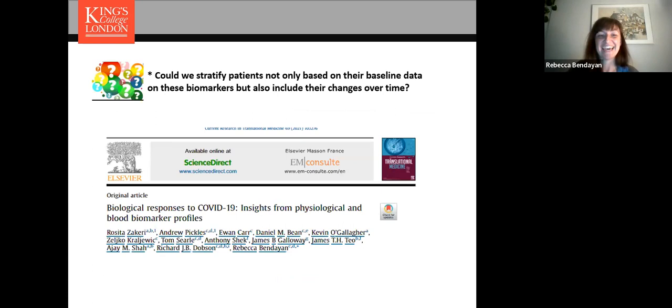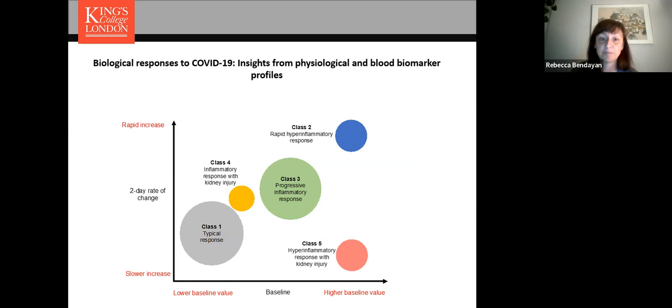And this is just an example of how valuable all these technical parts were, which were done in isolation, maybe for other reasons, and at that time came together to help us. Another question we kept thinking about is, could we stratify patients not only based on their baseline biomarker data, but also the first 2 days that they were in the hospital? And we identified six classes of COVID patients at hospital.